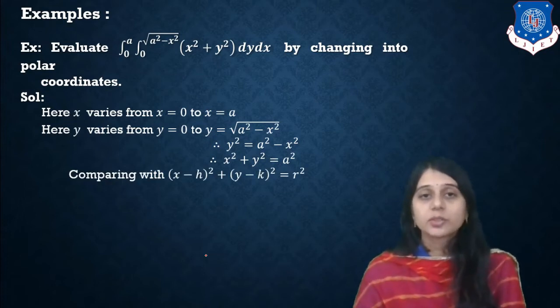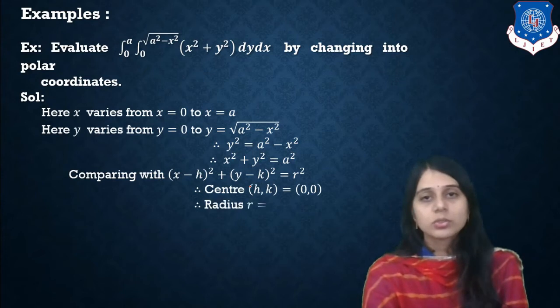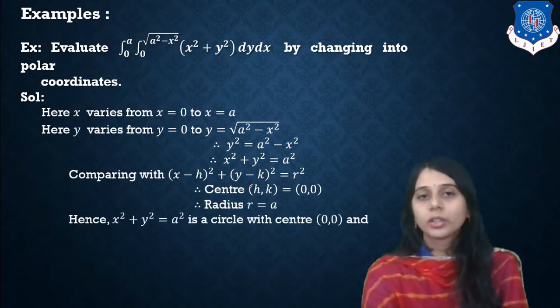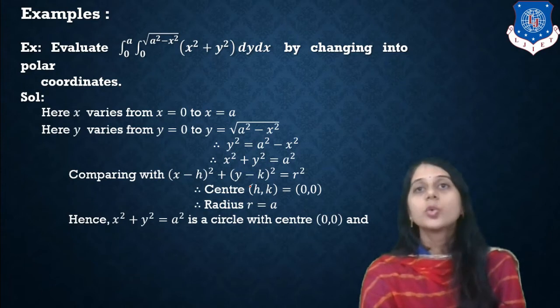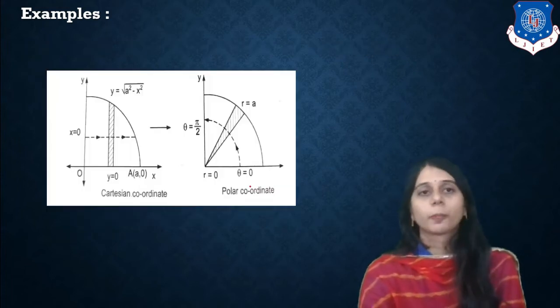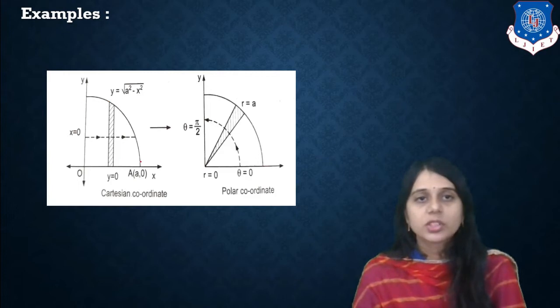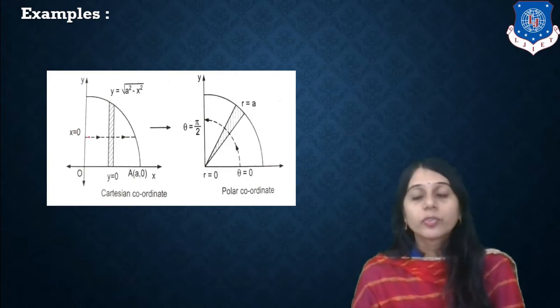Comparing with the circle x minus h whole square plus y minus k whole square, where h and k is the center of the circle, we get the center (h, k) equal to (0, 0) and radius r equal to a. So x square plus y square equal to a square is a circle with center (0, 0) and radius r equal to a. So in Cartesian coordinates, y goes from 0 to under root a square minus x square. This is a circle in the first quadrant, and we have fixed the limit of x from 0 to a using two limits.